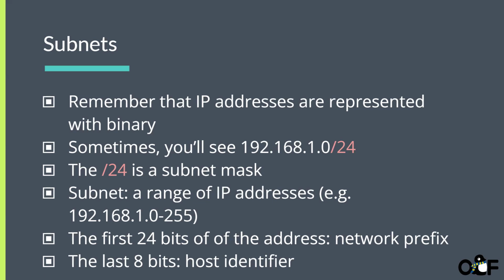A mask works just like an AND operation. So if you have /24, that means that you'll have 24 ones, 8 zeros, or vice versa, depending on what you want to mask. They call it a host identifier. Yeah. Now the official names are network prefix and host identifier.